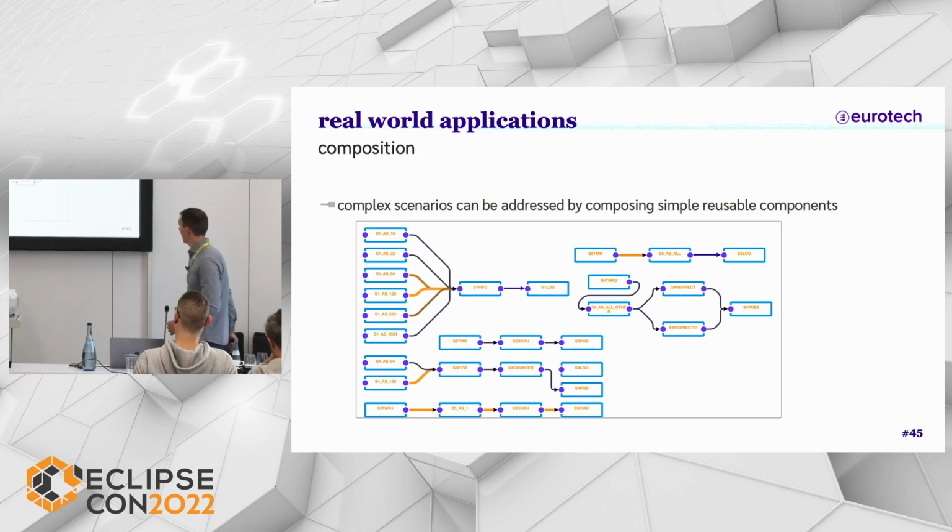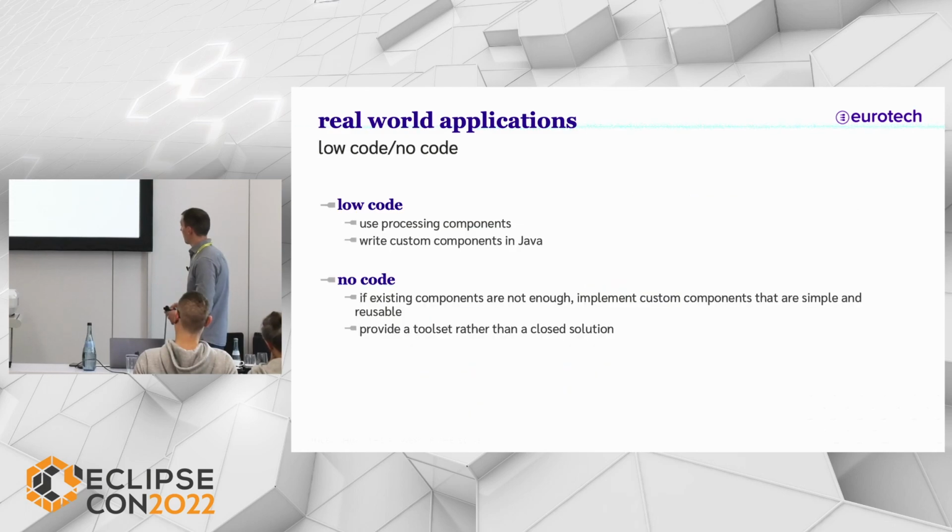Of course, you can address also more complex scenarios, in this case by composing simple and reusable components to create your application. So the complexity is addressed using code reuse and component reuse. Usually you have a small set of component types that are used along with these graphs.